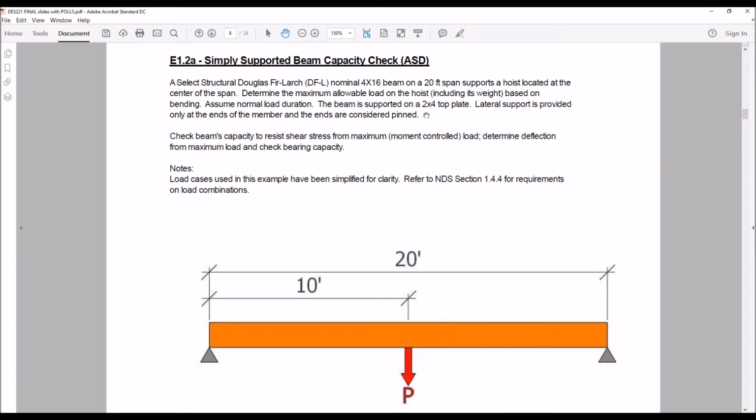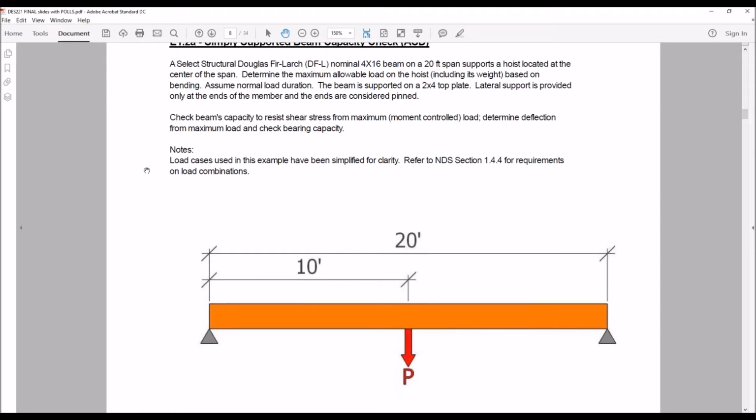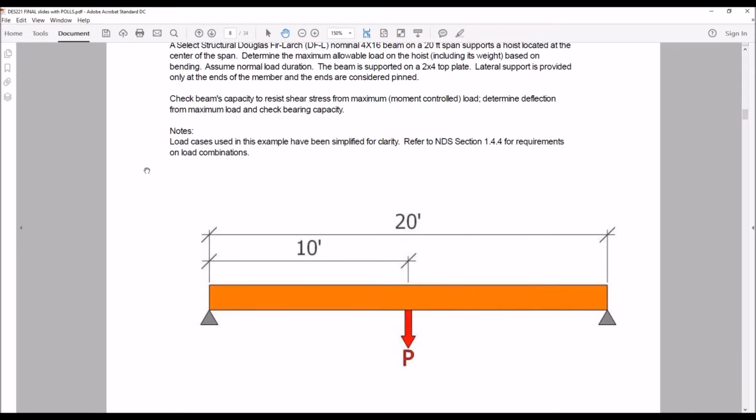So that will come into play when we look at our width of bearing and things like that when we're doing our bearing checks. We see that we've only got lateral support at the ends of the members. The ends are considered pinned. And for this example, we're assuming that this is an engineering span. So we're assuming that the span is center to center of support.